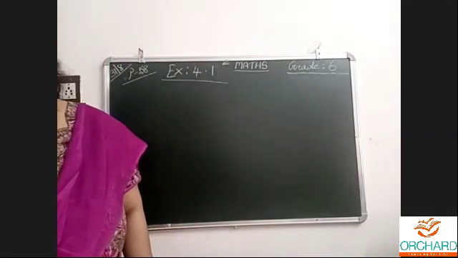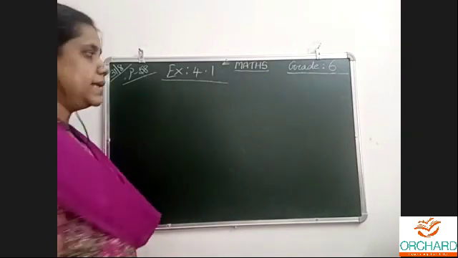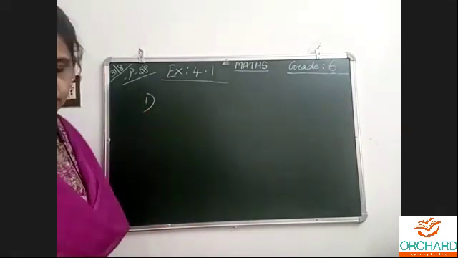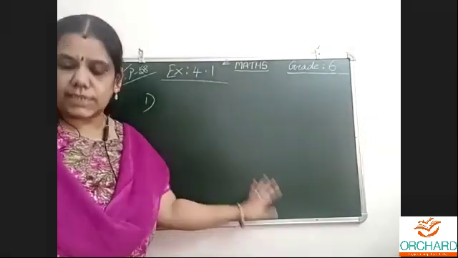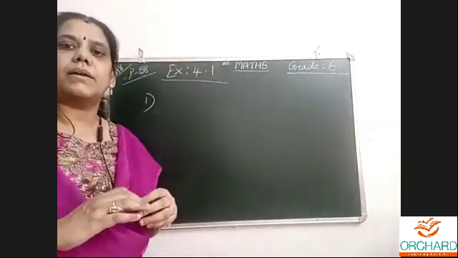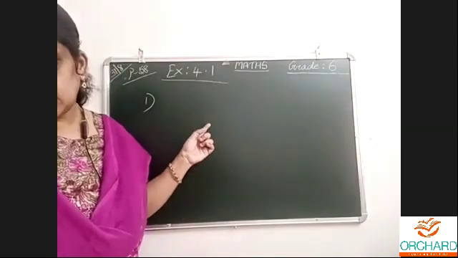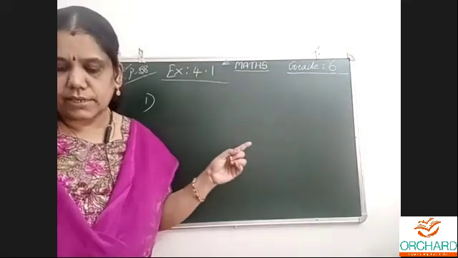Understood? Exercise 4.1, question number 1, you can simply write in the textbook itself. It is not a problem. It is simply a concept: whether it is a prime number or a composite number. That's all. Determine whether the following numbers are prime.